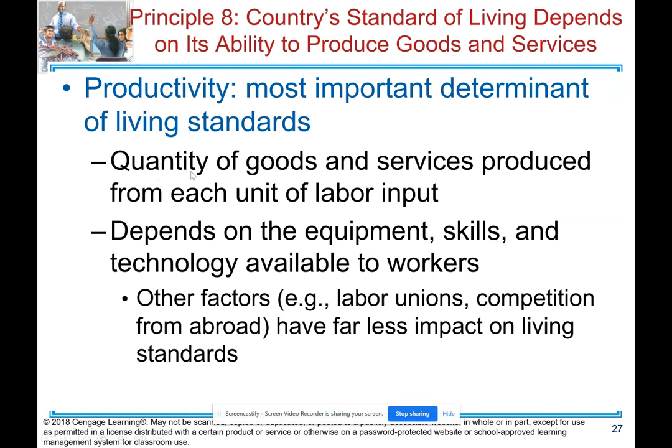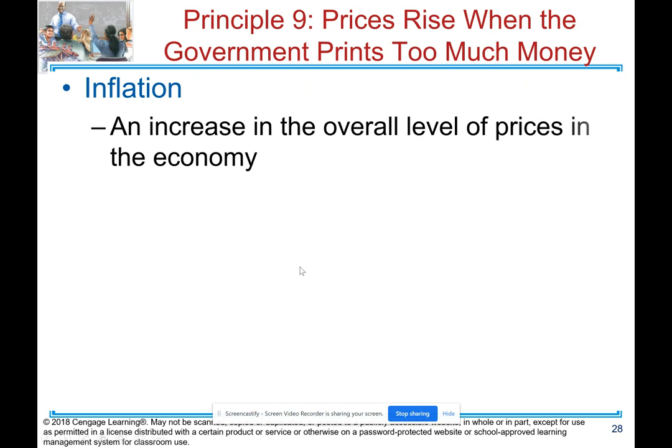Productivity is defined as the quantity of goods and services produced from each unit of labor input. Productivity depends on the availability of equipment, skills of the workers, and technology available. Other factors, which are minor, include labor unions and competition from abroad, but these have far less impact on living standards. The most important determinant of living standard is productivity.